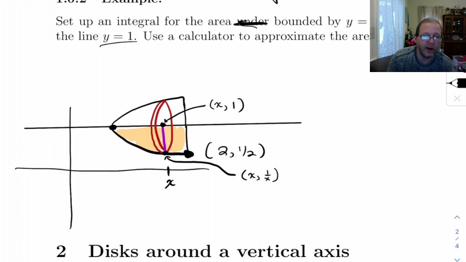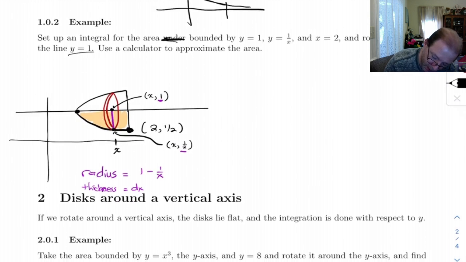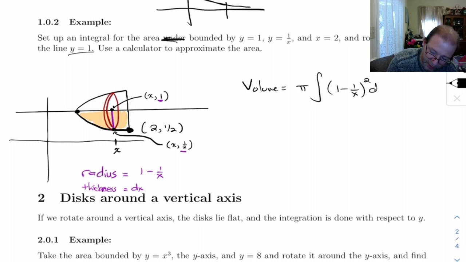All right, so we need to find the length of that purple line, the radius. And we can get that by doing 1 minus 1 over x. And the thickness of this thing is going to be dx. All right, so that means that the volume of this thing is going to be pi times the integral of the radius squared times dx. And what are our endpoints here?